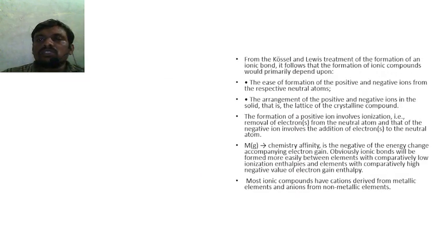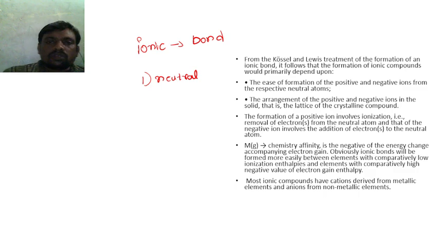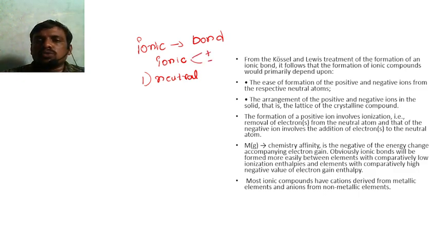From the Kossel and Lewis treatment of the formation of an ionic bond, as we have seen, Lewis explained how an ionic bond is generally formed. It allows that the formation of ionic compounds would primarily depend upon, first step, the easy formation of the positive and negative ions from the respective neutral atoms. What do you mean by ionic formation? How are ions going to be formed? Ions are of two types, positive ions and negative ions.